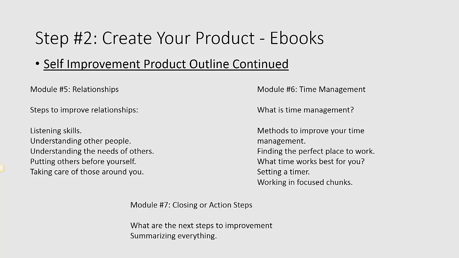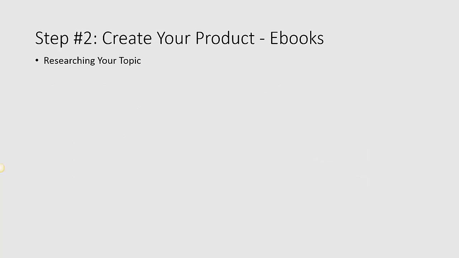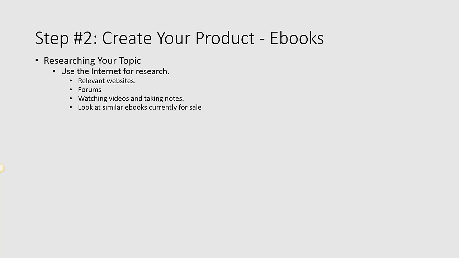And so this is the process for creating an ebook, a well thought out, well placed ebook. Researching your topic. There's a lot of different places when you're going with an ebook. You want to use the internet for your research. Look for relevant websites for your niche market. Forums, those are also big. Watching videos and taking notes, that's another huge one. So watch videos on YouTube, watch documentaries, take notes on that topic, whatever you can get your hands on for free. Again, this is all free. You don't want to have to spend money on anything.